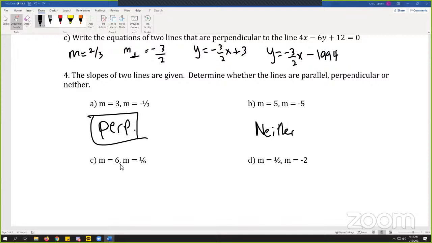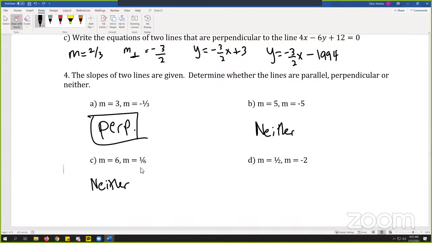Next one here, Gerald. We have our two slopes, 6 and 1 over 6. Is this perpendicular, parallel, or neither? Gerald says perpendicular. Ooh, not quite. This is neither as well. Okay, so the fraction is flipped. However, this one's positive, but this one is also positive. Remember, they have to be opposite signs. So it should have been negative 1 over 6, not 1 over 6. So close. So just want to be careful for that. Make sure the fraction is flipped and it's the opposite sign of what it was before.